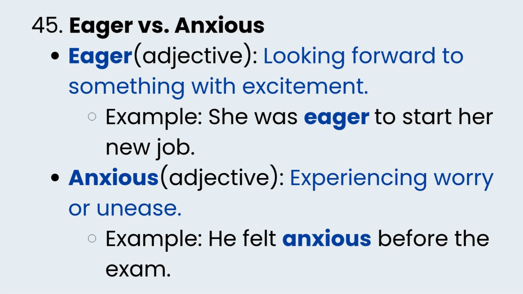45. Eager versus anxious. Eager, adjective, looking forward to something with excitement. Example: she was eager to start her new job. Anxious, adjective, experiencing worry or unease. Example: he felt anxious before the exam.